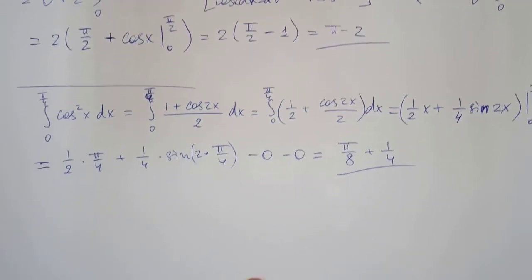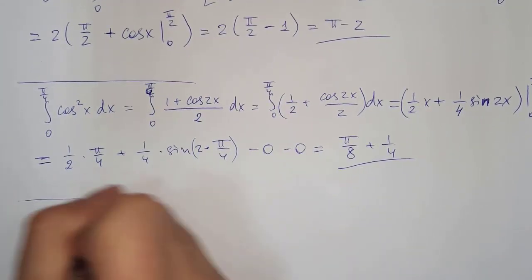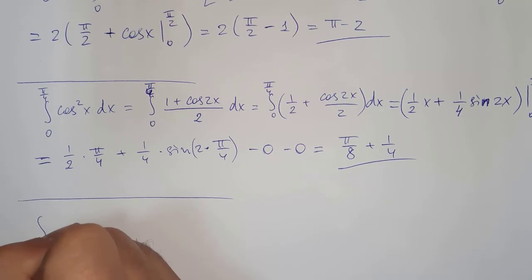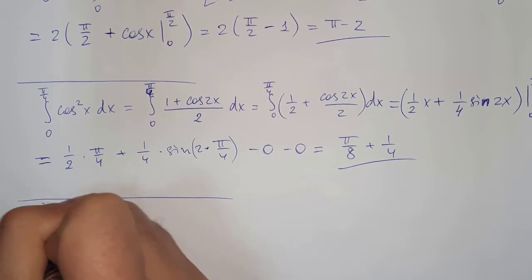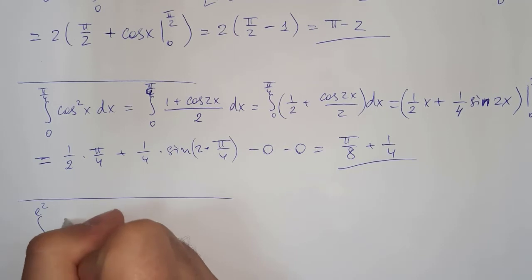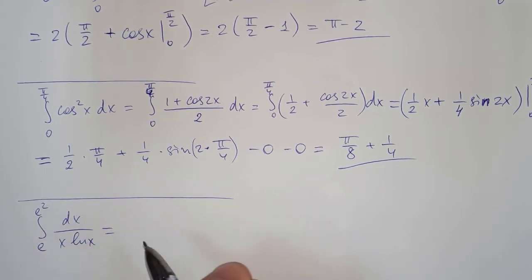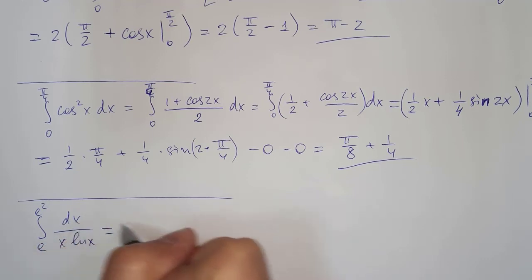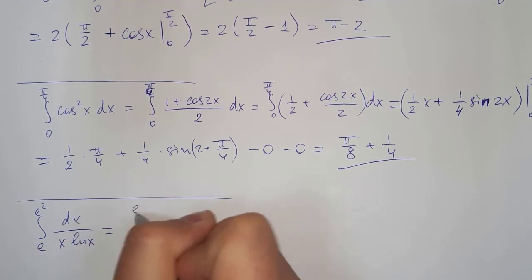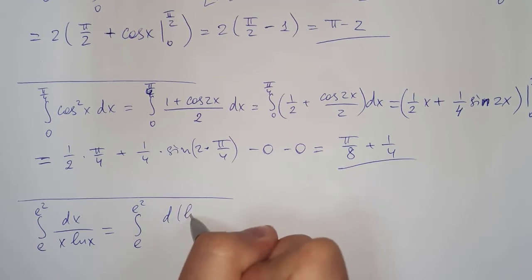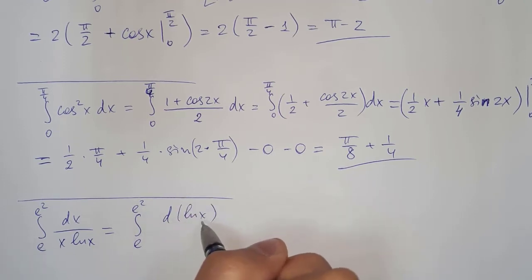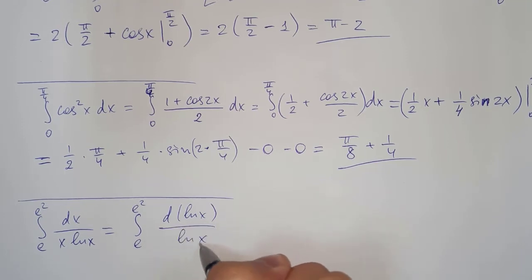Let's move to the next example. So integral, and limits are e and e squared, dx over x natural logarithm of x. So here we have 1 over x, which we can write inside the differential, so it will be d natural logarithm of x, because if we find the derivative of natural log, it will be 1 over x, and here natural logarithm of x again.